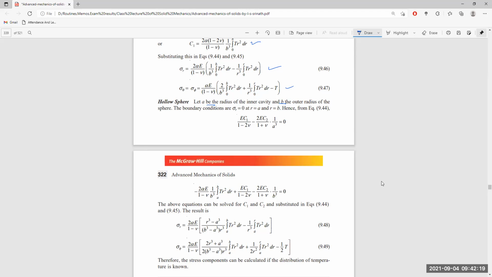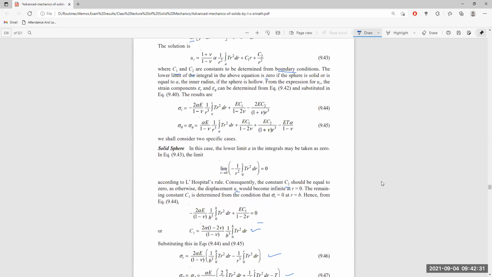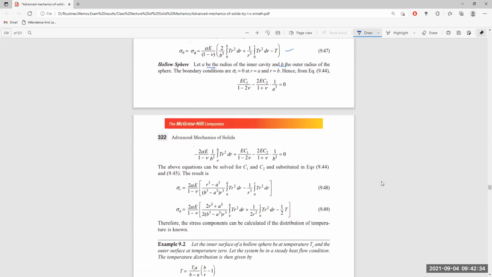Here we have to solve for C1 and C2, and this equation can be used to solve C1 and C2 by substituting this value in equation 44. The result will be sigma R like this, where the integration is from A to B, inner to outer radius. We also get sigma phi, the circumferential stress, at a distance R from the center. Therefore, stress can be calculated when the distribution of temperature is known.